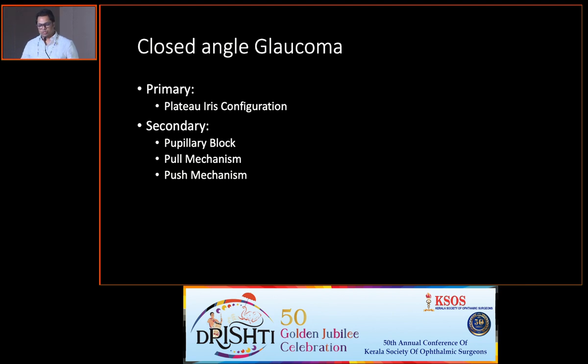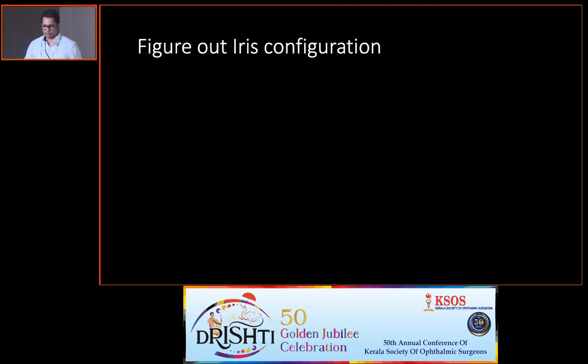Next, coming to closed angle glaucoma, we again have primary and secondary. Primaries have pupillary block as a component, whereas secondaries can be with pupillary block and without pupillary block. Without pupillary block can be pull mechanism and push mechanism glaucomas.